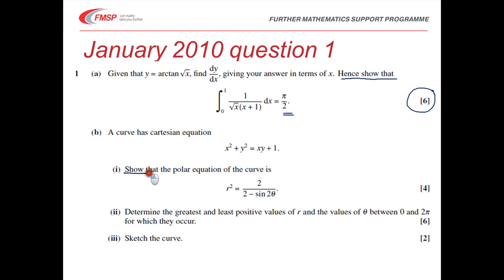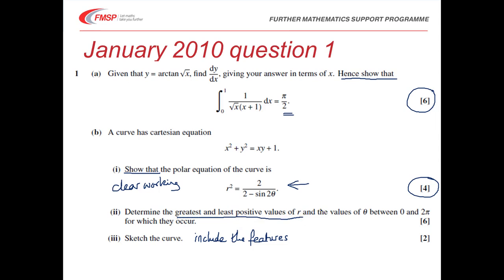For part 2 we've got a "show that", so make sure you've got plenty of clear working, at least 4 marks worth, and notice that you're given the final answer, so there won't be any marks for that, the marks will all be for the working. Part 2 is a little bit non-standard, so we'll have a look at that one when we get to it. For part 3, where it says sketch the curve, do make sure that you include all the features that you've already found out about in other parts of the question. So for example, these greatest and least positive values of r should feature in your sketch.